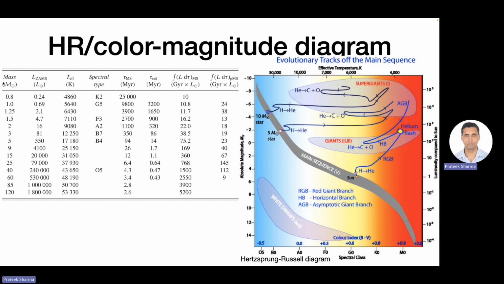This is a table of the mass, luminosity, effective temperature of the star, spectral type, main sequence lifetime, and the time that it spends on the red giant phase. This is the total luminosity times the main sequence age. For example, for the sun, which is here, its luminosity is L sun, of course, and it has an age of 10 gigayears. So this is about 10.8. This is how much luminosity comes out in the post main sequence phase. So all this is the physics of stellar evolution. Okay.